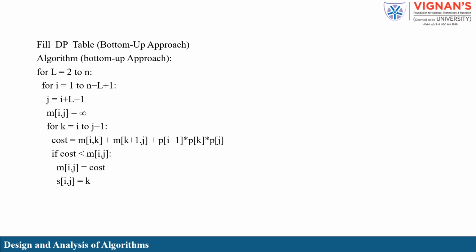If cost is less than m of i, j, we check if the current split gives a smaller cost. Update m of i, j, we store the minimum cost found so far. Store s of i, j equals k, we store the split position that gives the minimum cost. Repeat for all chain lengths. This ensures we compute the optimal solution for the full matrix chain.